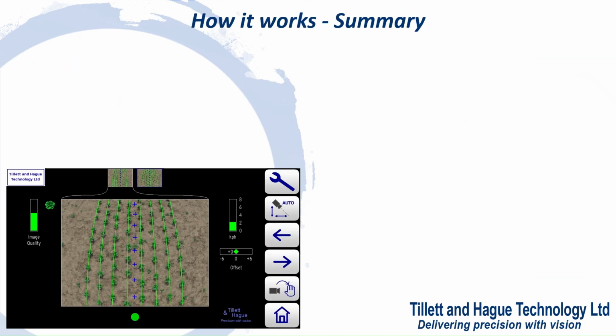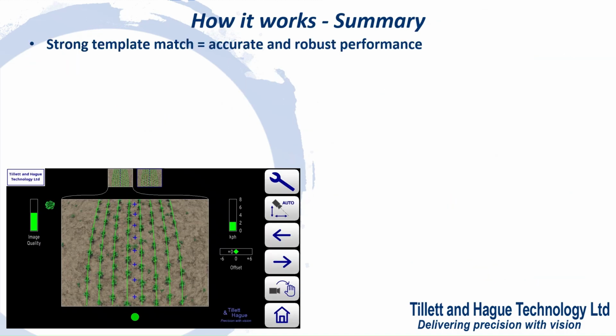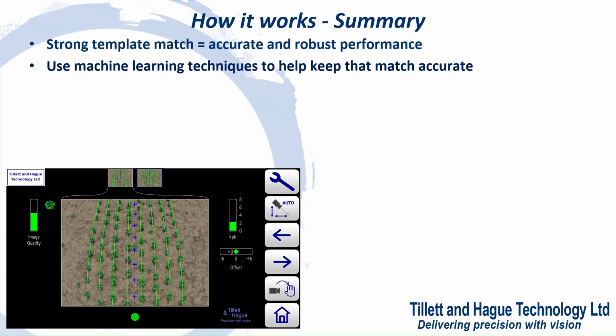So, to summarise, our approach relies on template matching, so the larger the area viewed and the more accurate the template match, the better the performance. We use machine learning techniques to help keep that match accurate. Our system scales from large to small machines, but typically we would expect guidance accuracy to be within 1 centimetre.